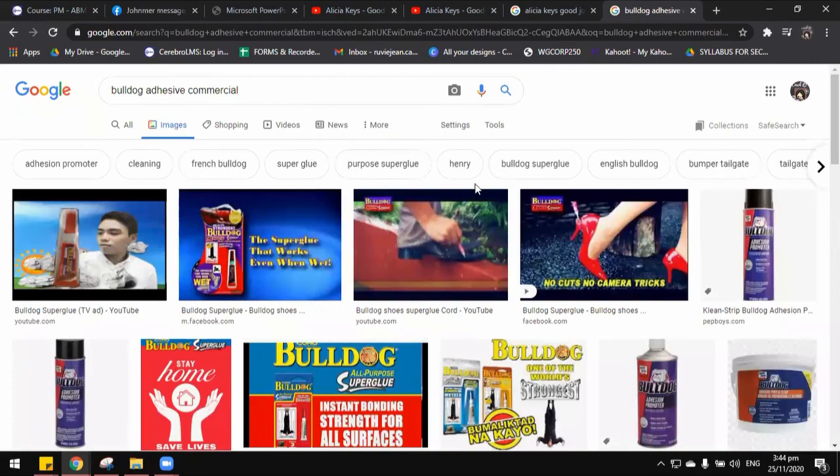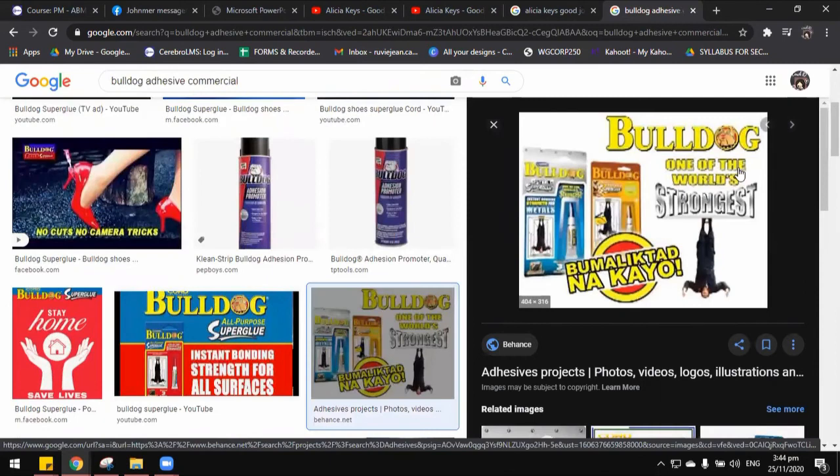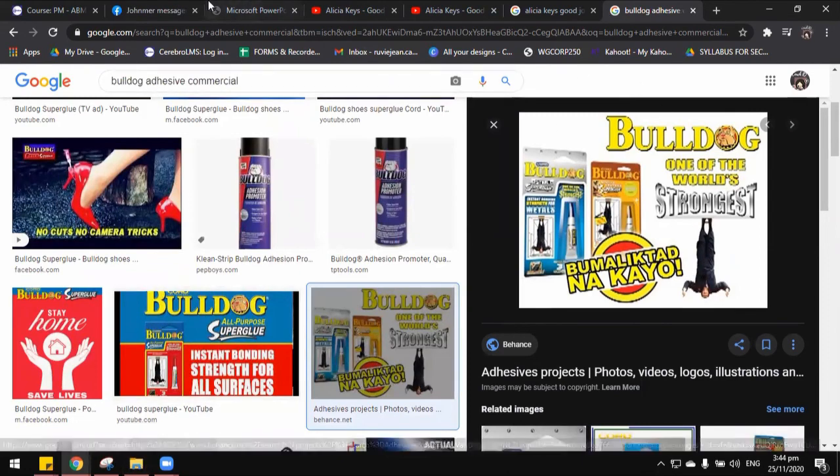Ayan. 'Di ba? Super glue. Meron diyan. Ito, ayan, yan. Ito, this one. One of the world's strongest. So, 'di ba? Nilagyan nila ng bulldog glue dun sa paa. 'Di ba? Tapos, ayan, nakatanyo. Okay, features-based yan. Yan yung sinasabi natin na features-based.